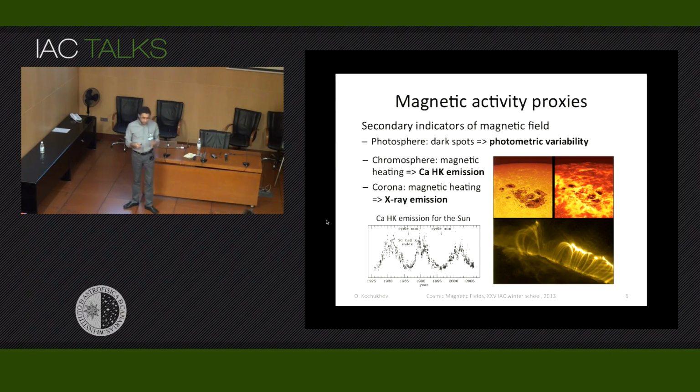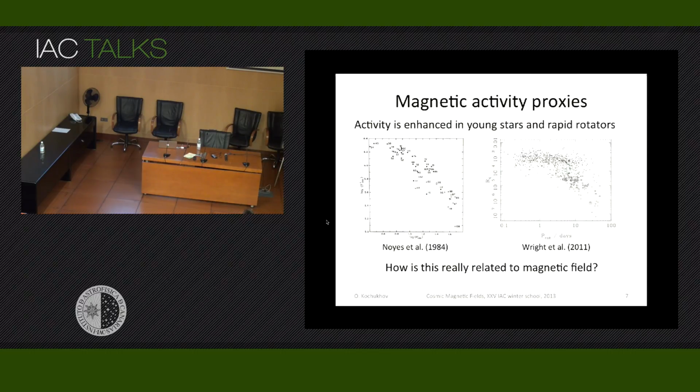And these things, these proxies, show a correlation with the number of sunspots. So the cyclic behavior is as illustrated here for calcium H and K emission. And as I mentioned, if we look now for stars, there is a nice correlation between age and rotation and these proxies, magnetic activity.